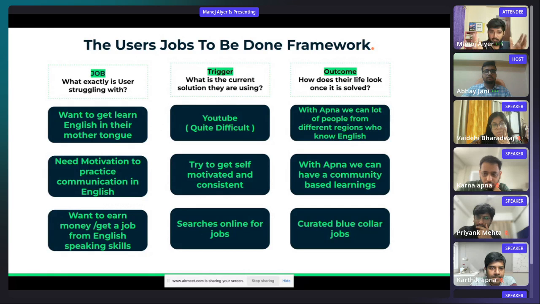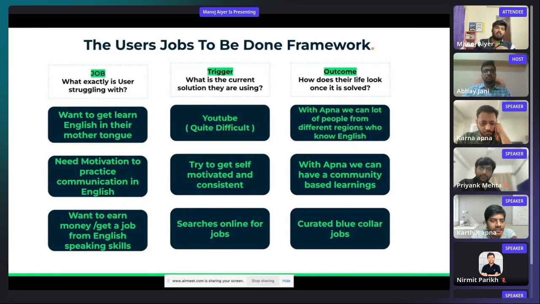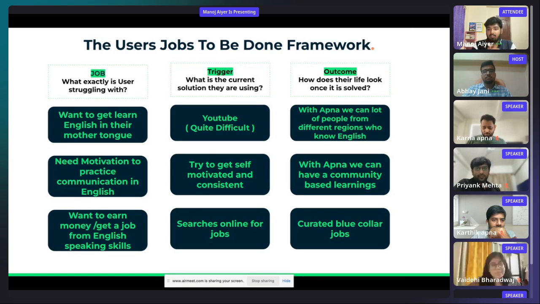So I just went through, okay, what is a user goal? And currently, how are they achieving that? So what are the solutions they are using now? And how could Apna help them do that? Currently they want to learn English in their mother tongue, but on YouTube and other platforms it's quite difficult for them because it's not curated. And at Apna, we have a lot of people from different regions in a community who know English. So we can leverage those people to help others.